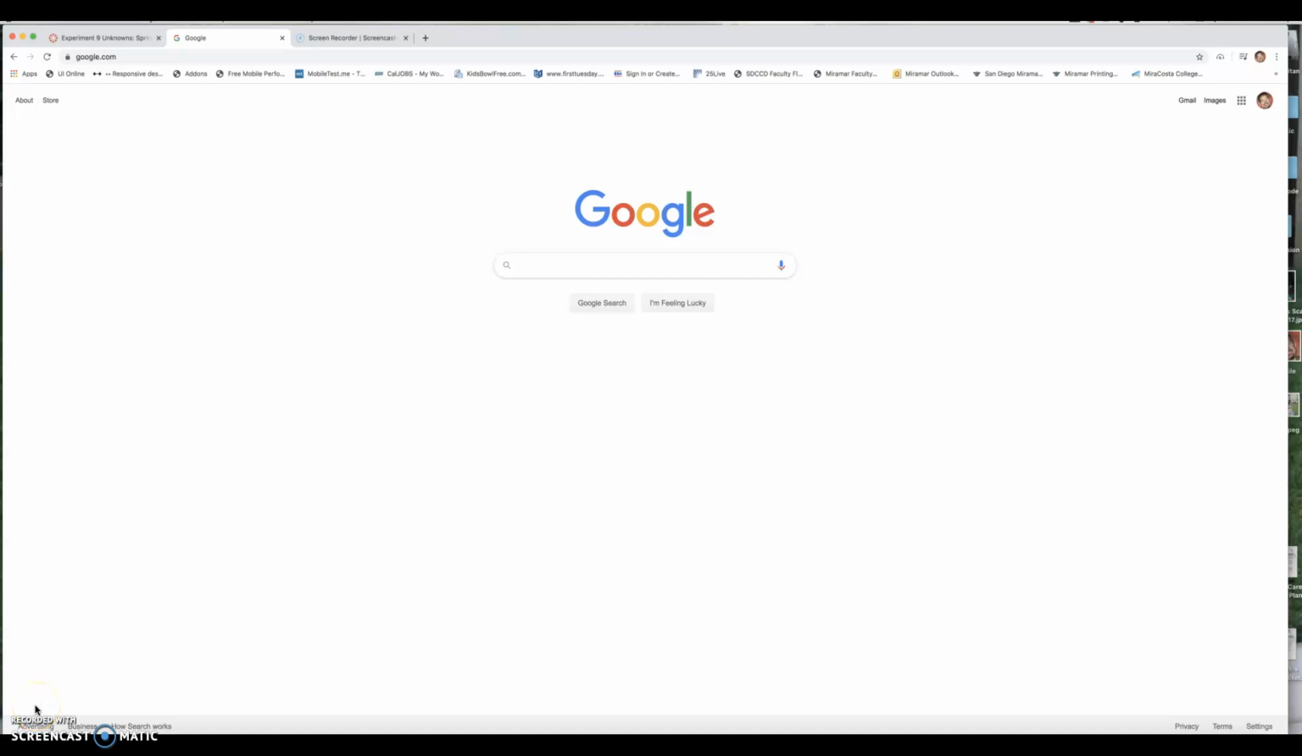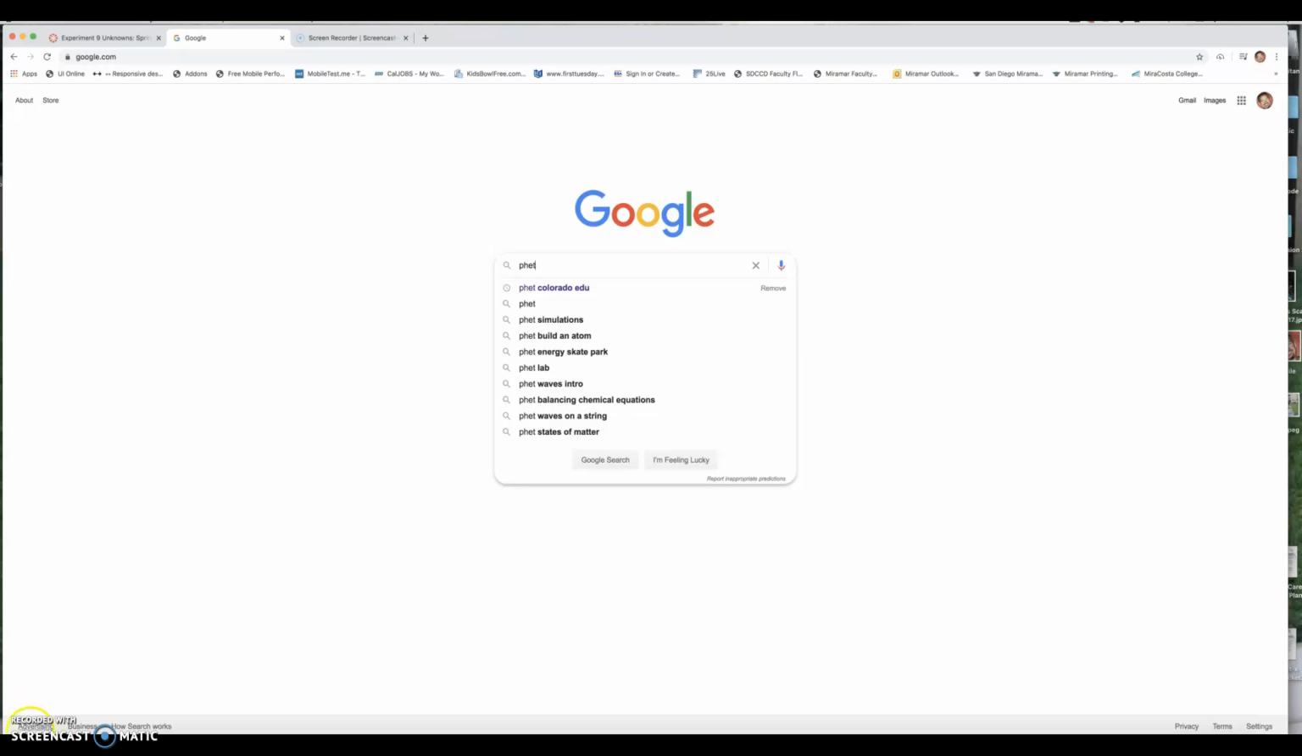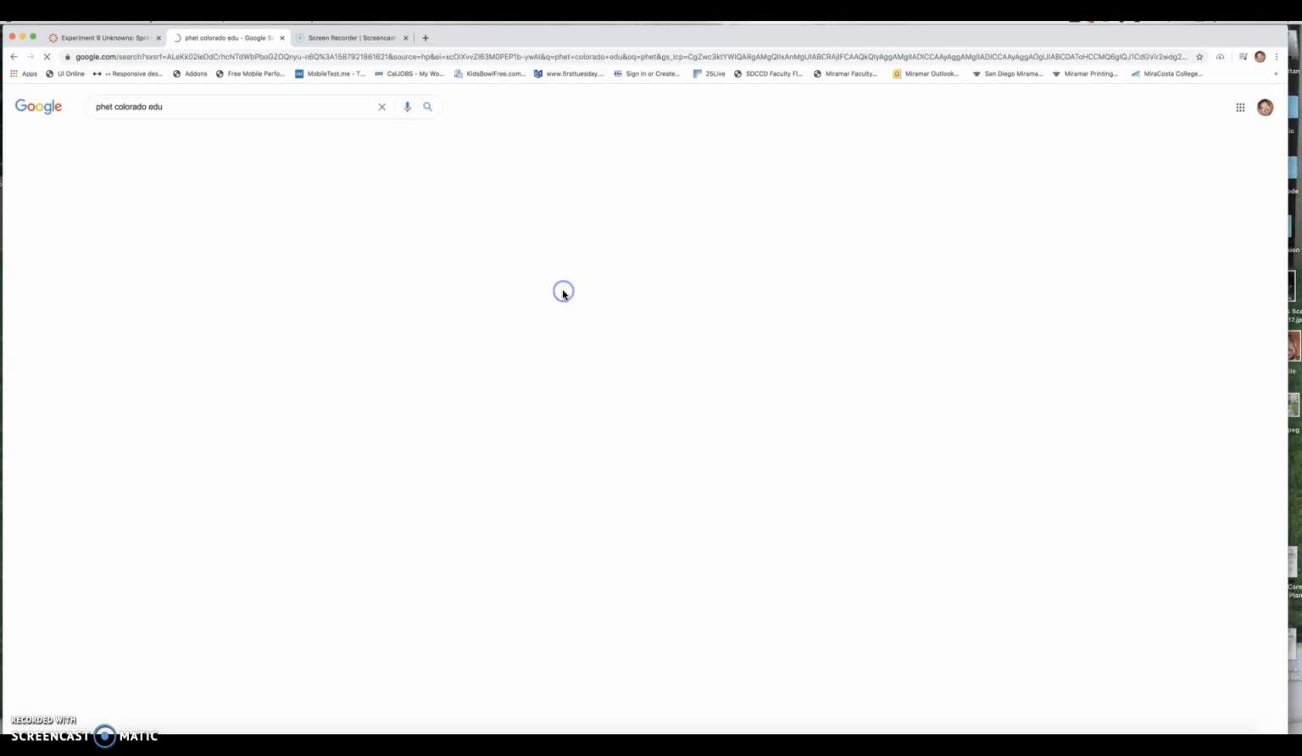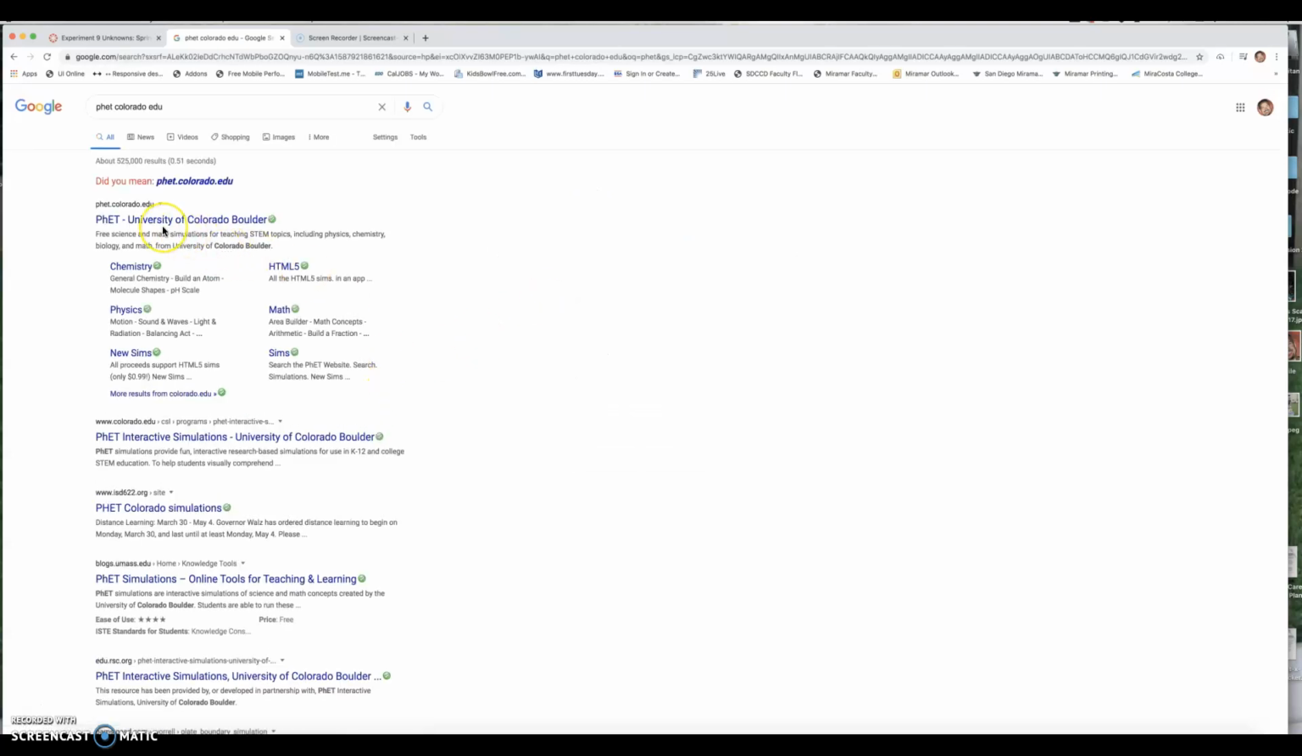Hi students, I want to show you the simulation and the free software available to help you with this experiment 9, molecular shapes. What you can do is just do a Google search and type PhET, and you'll see that the phet.colorado.edu website pops up. Click that, and right here these simulations are very helpful for us to do things in chemistry.